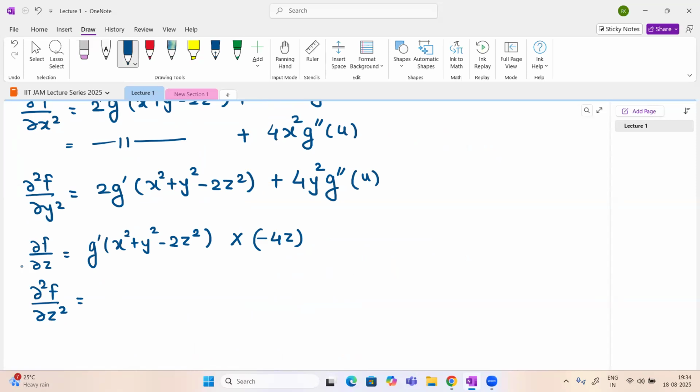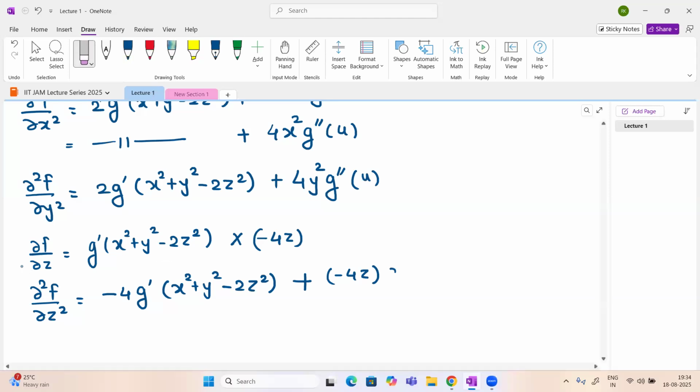Minus 4 g dash of x square plus y square minus 2z square, right? Plus, using the u into v formula, first into derivative of second plus second into derivative of first, I'm copying this minus 4z as it is. Now tell me its derivative.